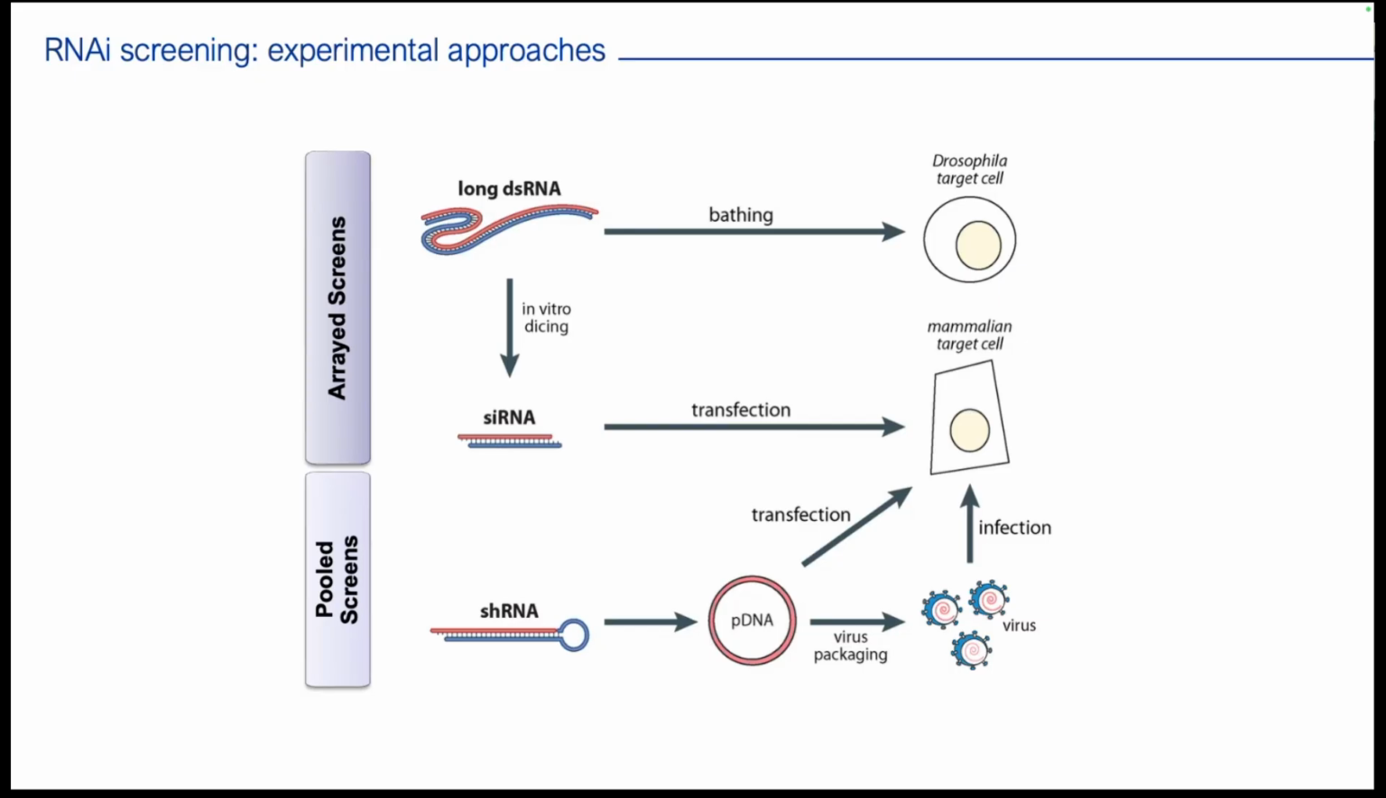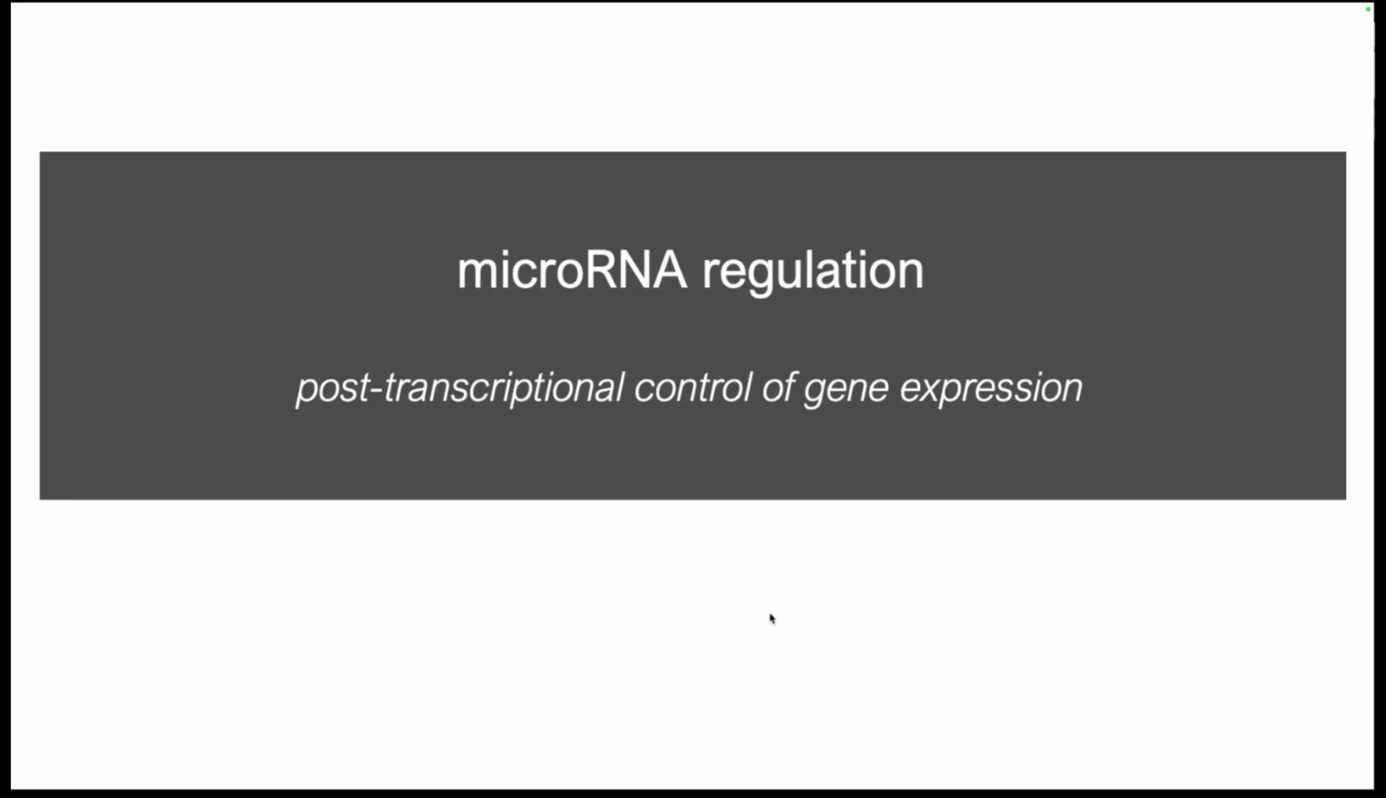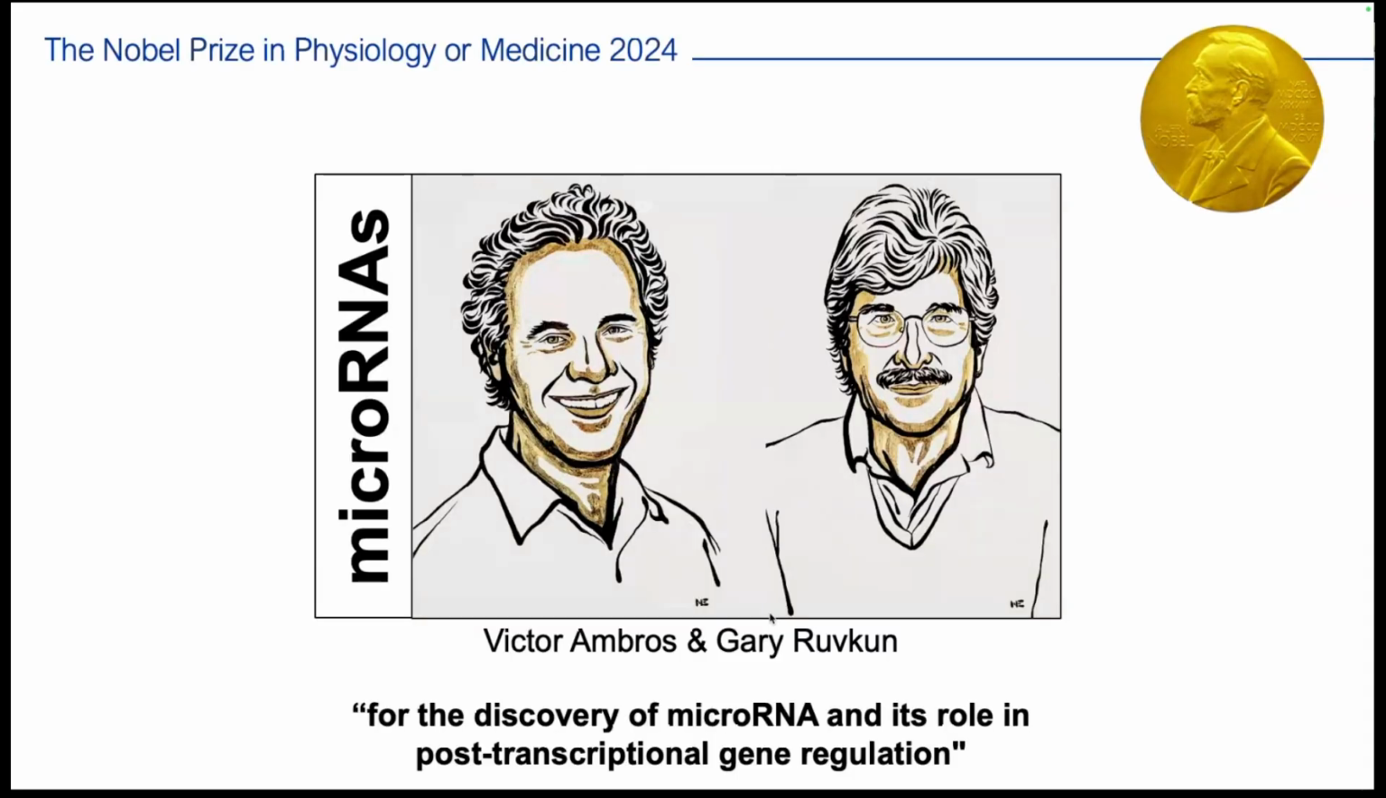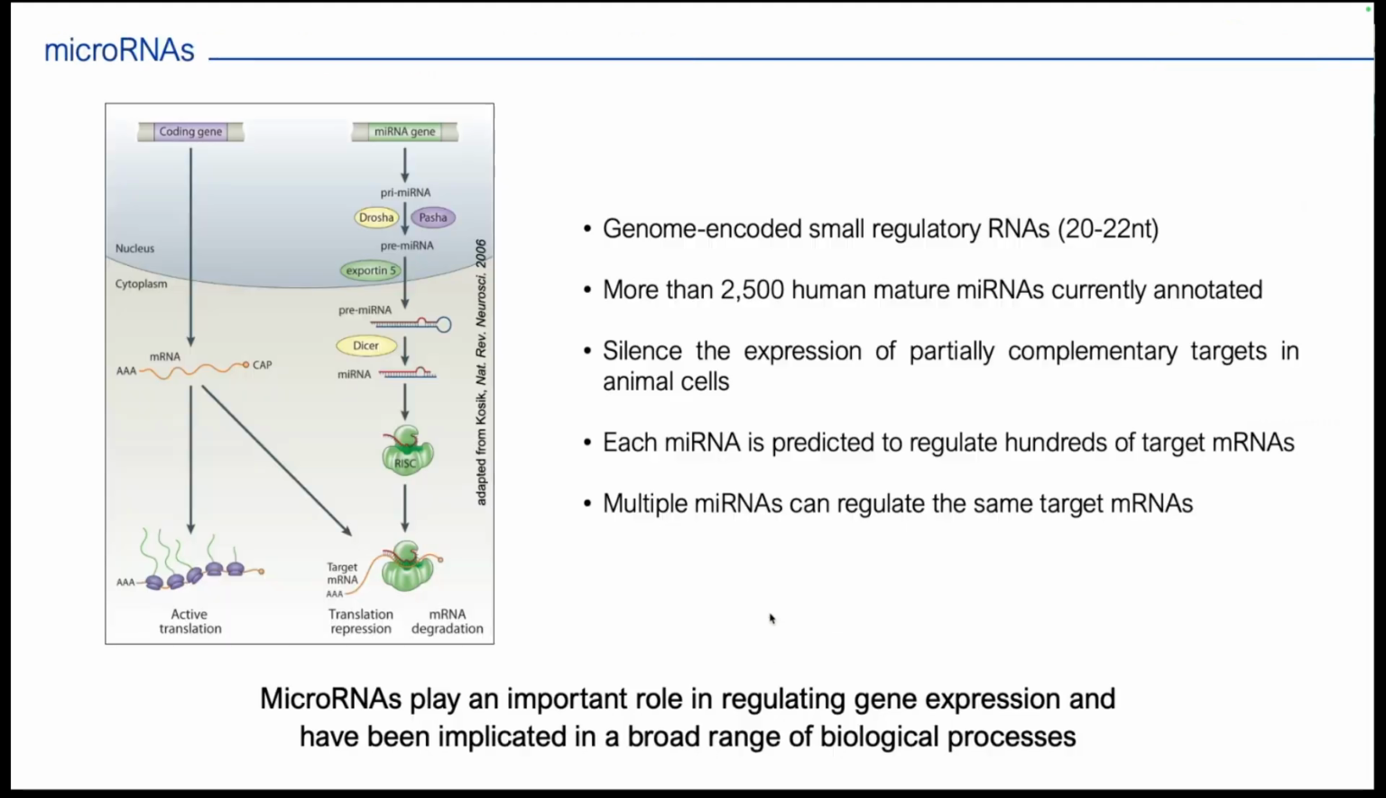Okay, so these are critical points about microRNAs. MicroRNAs are post-transcriptional regulators of gene expression. This was a Nobel Prize last year. These molecules are small RNAs, 20 to 22 nucleotides. We have about 2,500 encoded by the human genome.